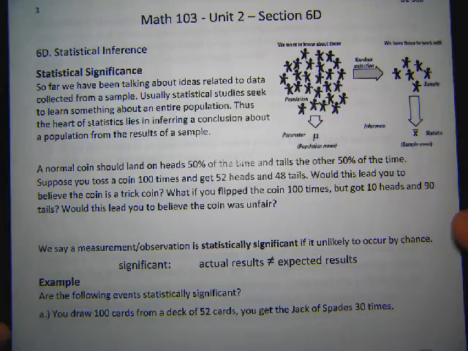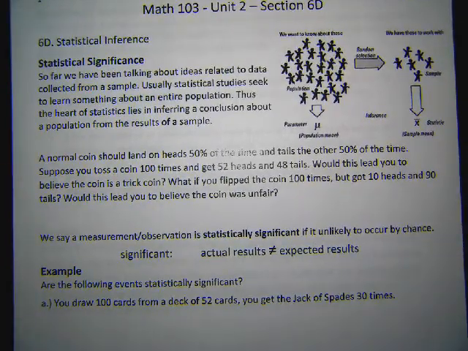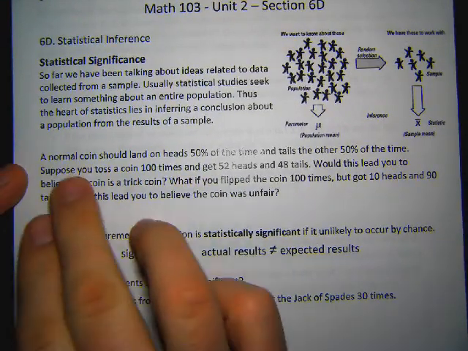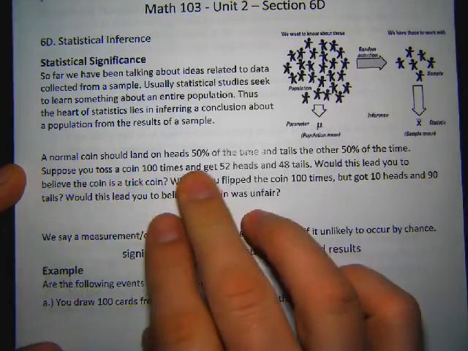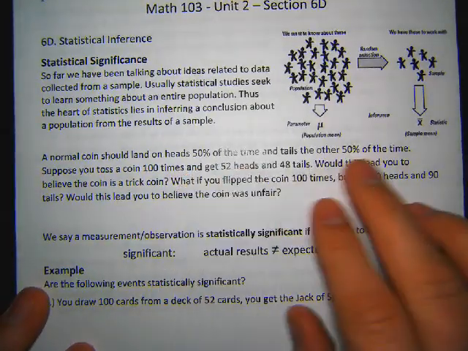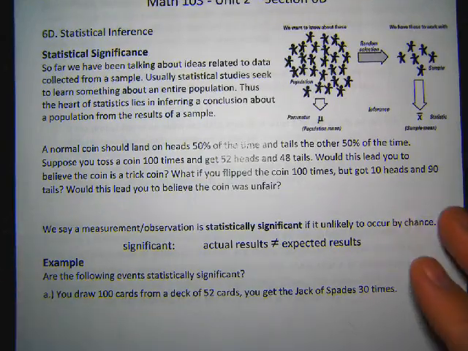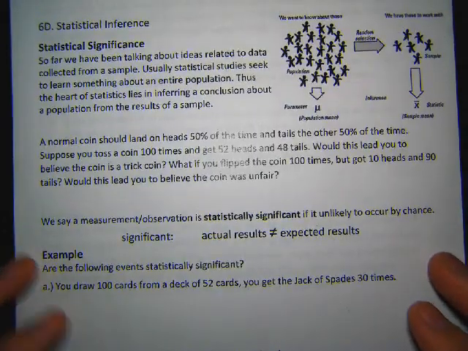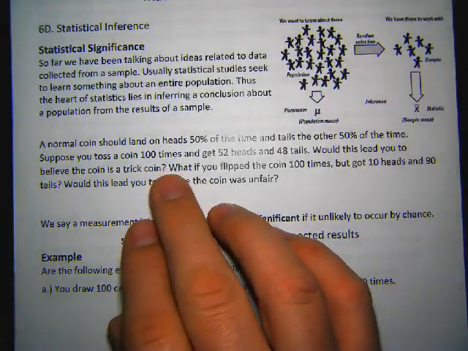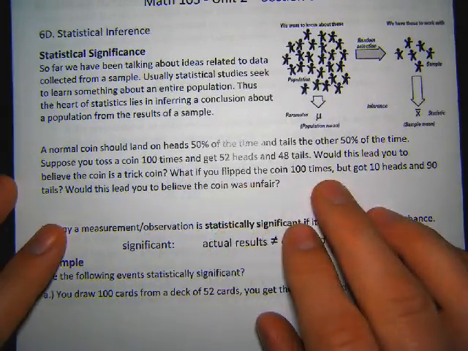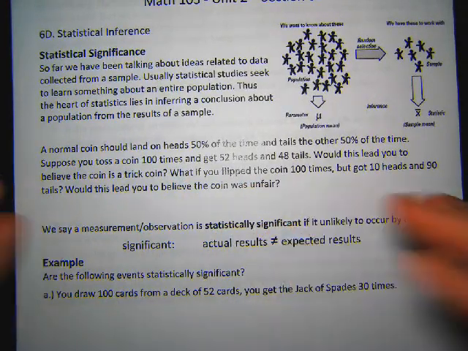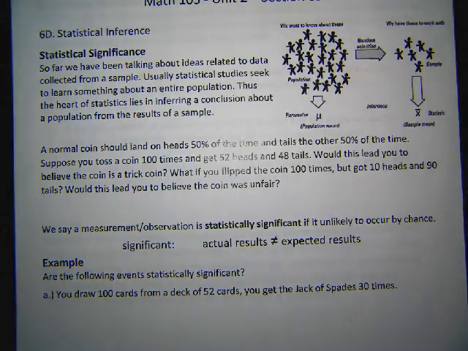Now, here's a little example of how this works and some of the reasoning we have to do with this. Say you take a normal coin, and when you toss it, 50% of the time you should get heads, and the other 50% of the time you should get tails. That's pretty typical for a normal coin. Suppose you toss your coin 100 times, and you get 52 heads and 48 tails. Now, would this lead you to believe it's a trick coin? And I think the answer is pretty clearly no.